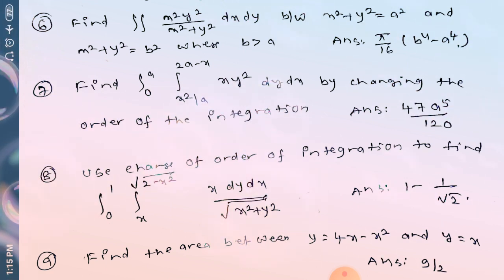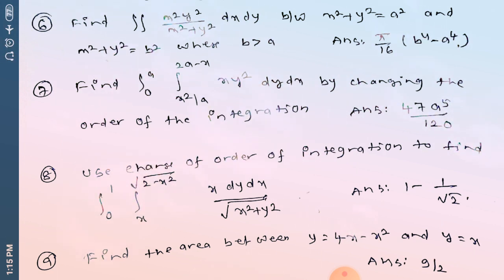Now you construct a diagram here. X equal to 0, as usual, is lying on the y axis. X equal to 1, somewhere on the x-axis you are locating a point. And y equal to x is nothing but a straight line passing through the origin directly.